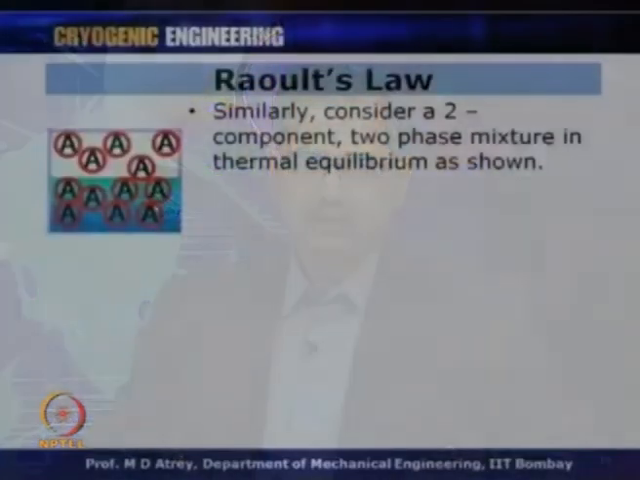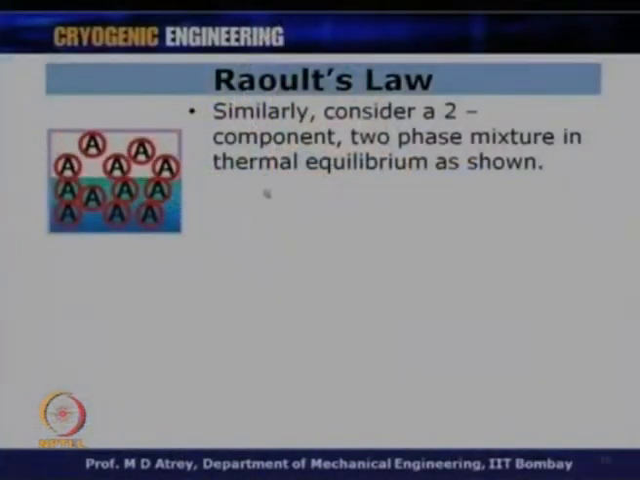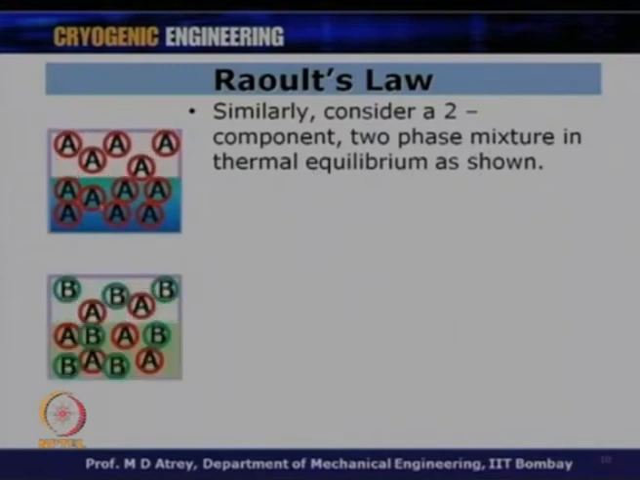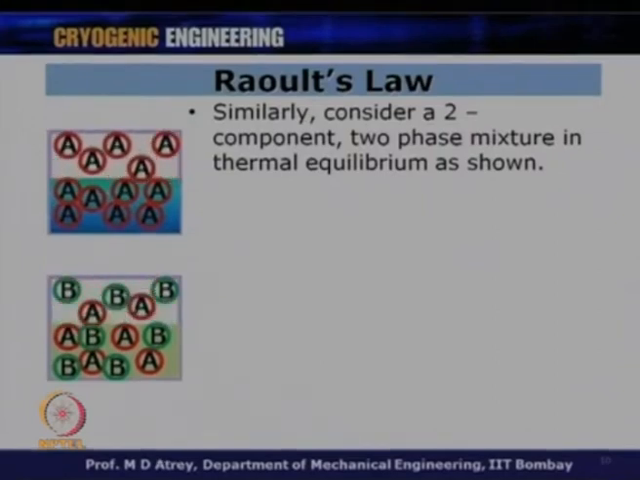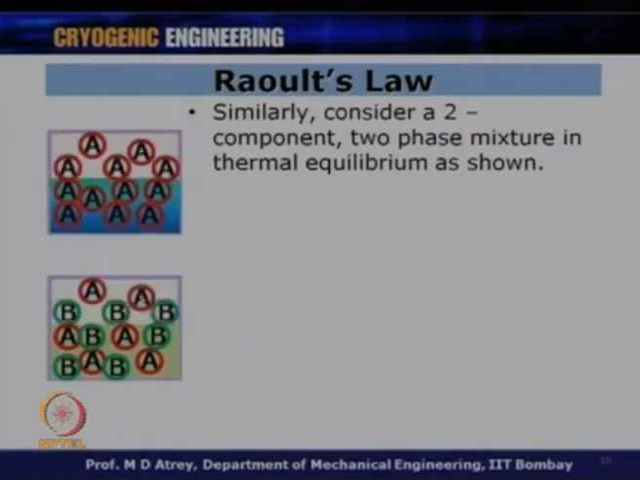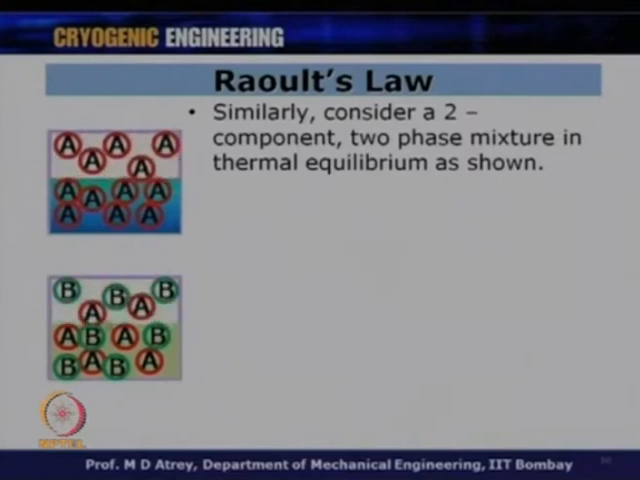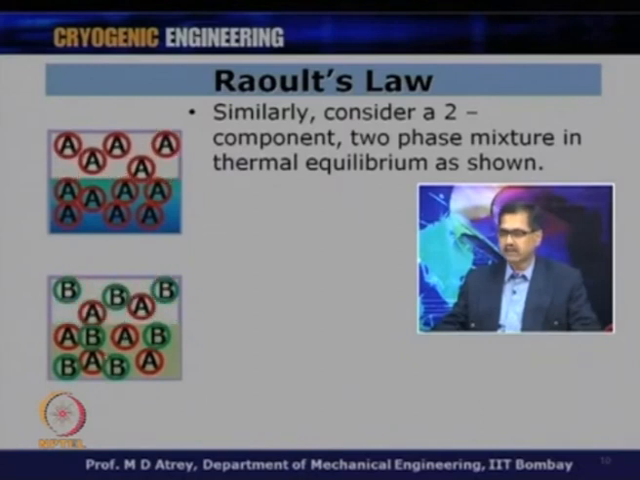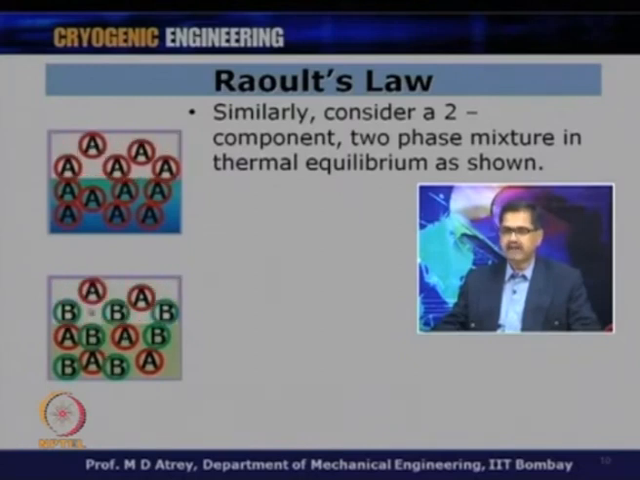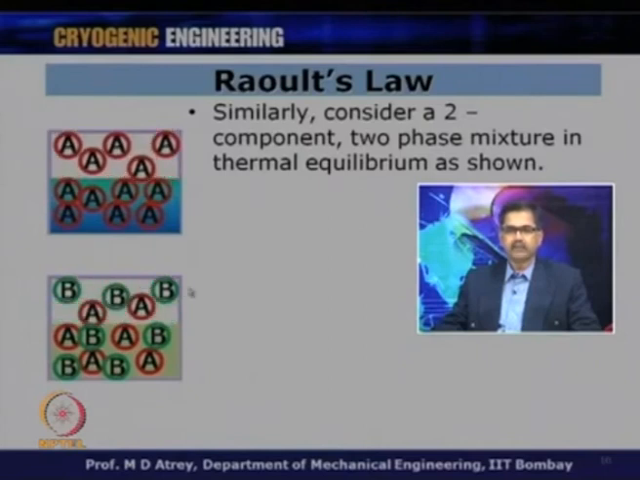Similarly, we have just seen a system of one component. Let us now look at a two-component, two-phase mixture in thermal equilibrium as shown. Here you can see the upper illustration is only for component A, but now I have two components, A and B, and again it is a two-phase system. Therefore, both components are in the liquid phase as well as in the vapor phase above the liquid, and they exert a vapor pressure. They are in thermodynamic equilibrium with each other, but they will have different vapor pressures depending on the temperature of the mixture.